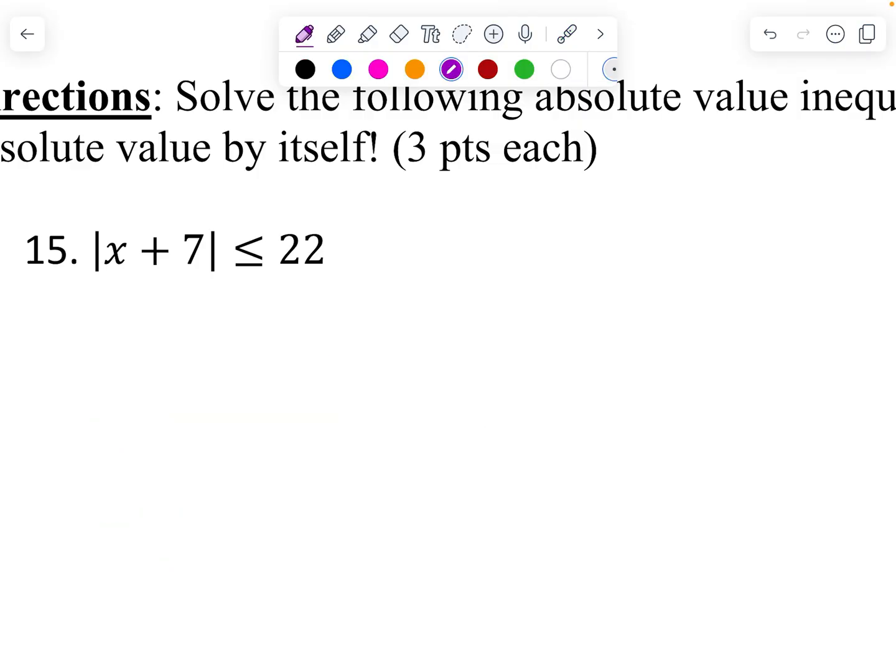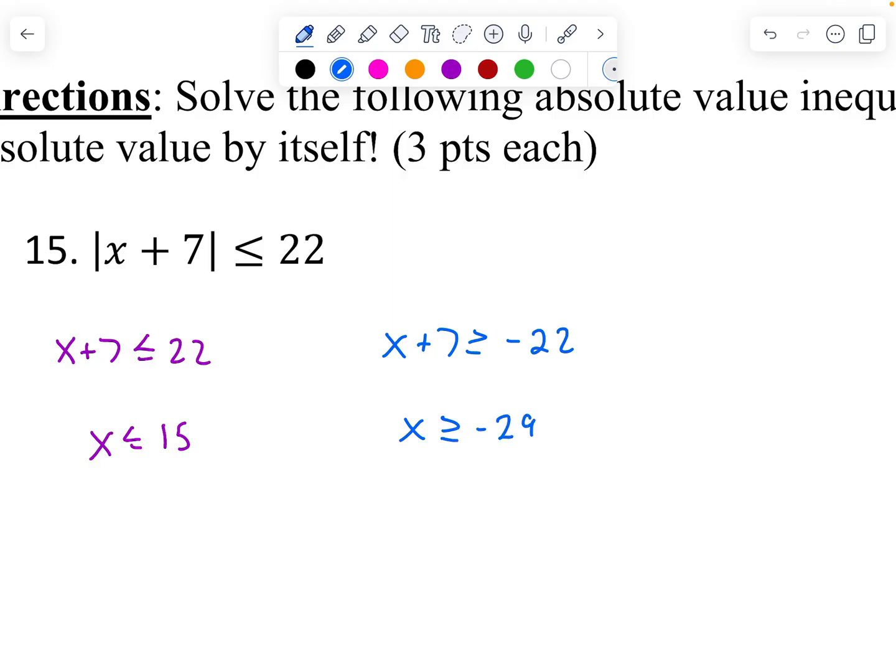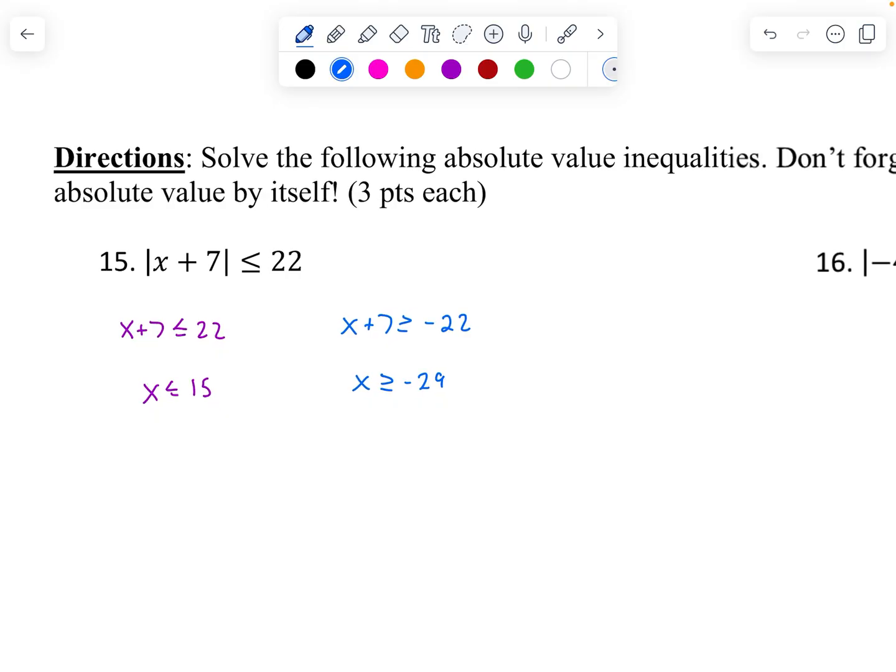So this is where you have to say, all right, our distance can be less than or equal to 22, and to the right, it can be 22 to the right is what 22 means, or it can be greater than or equal to 22 to the left, and negative 22 just means to the left. And so then you solve these by subtracting 7. So x is less than or equal to 15. And at the same time, x has to be greater than or equal to negative 29 after you subtract 7.